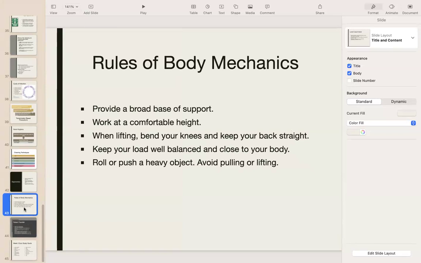Now, one thing we're fortunate, and some people may not be as fortunate, but when we work in teams or we have people in our department to help us, then that takes some of the burden off one person to do all the moving and lifting.